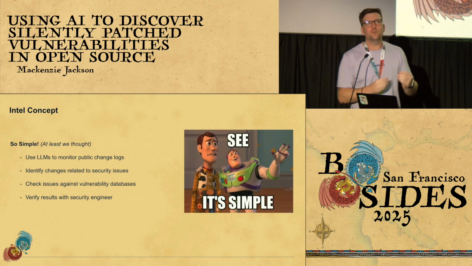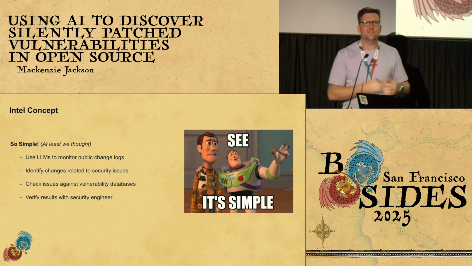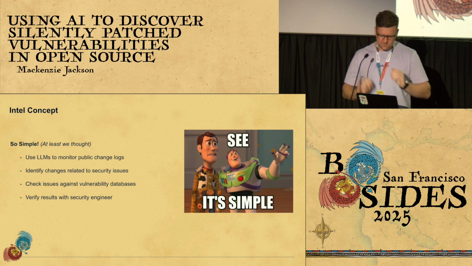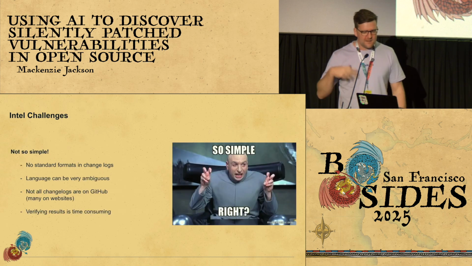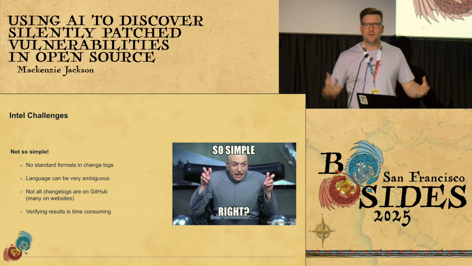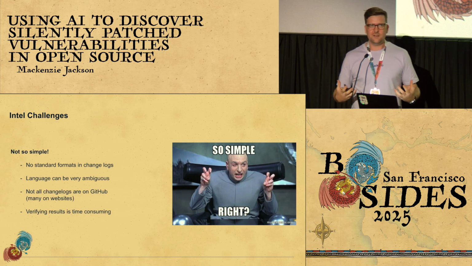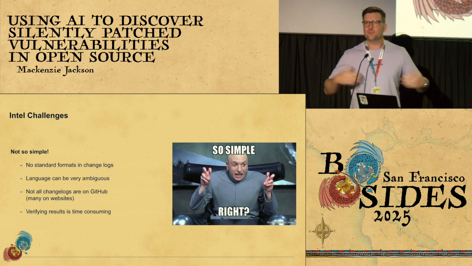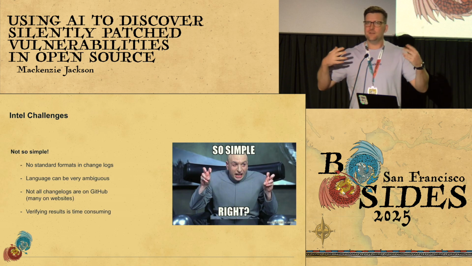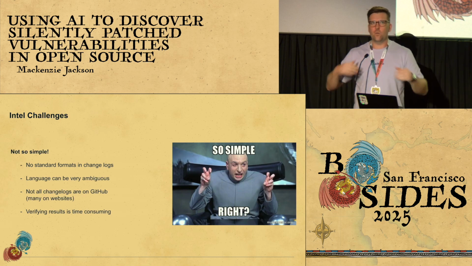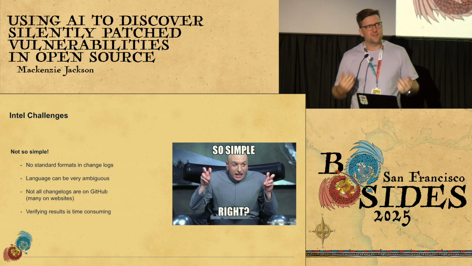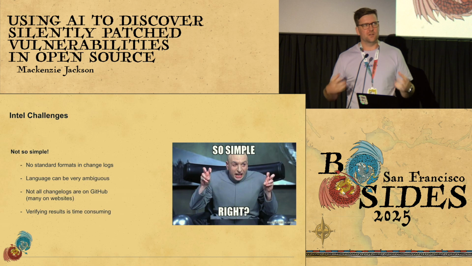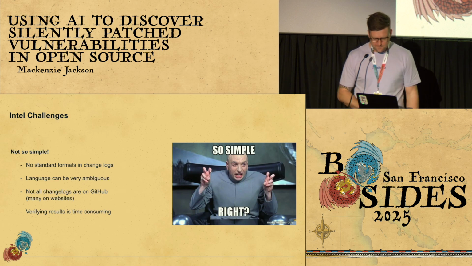At the start, we thought this was going to be very simple, a very easy problem to solve, and it would be no problem. But it very quickly got complicated. There are a few things we quickly ran into. One is that changelogs have no standard format, and they're not even in the same place. Sometimes they're on GitHub, sometimes on a website, maybe somewhere else. So identifying where all these changelogs were, and verifying results, is very time consuming. We needed to make sure that the model we built was as accurate as it possibly could be.